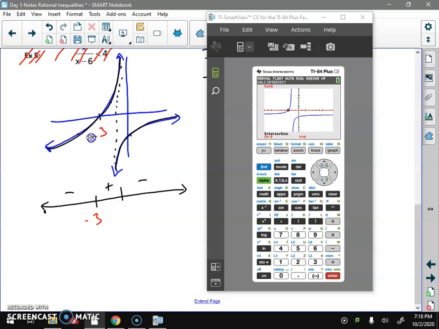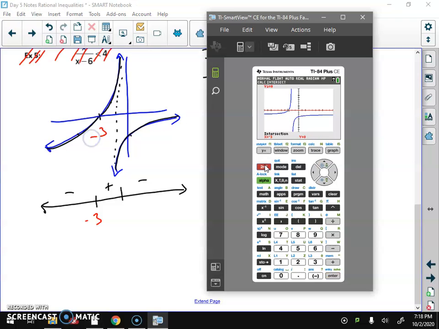And the asymptote, I do it this way. Second graph, table, second window. I've got to get back to 0 again. Second graph. What's the y value at negative 2? Undefined error.